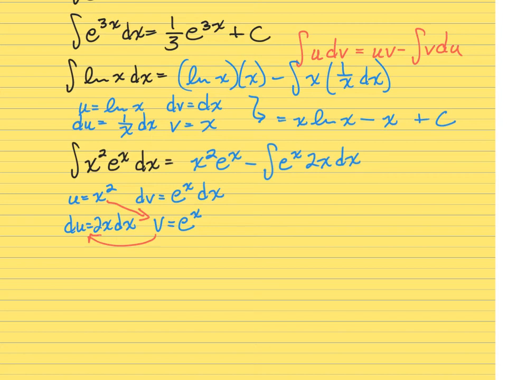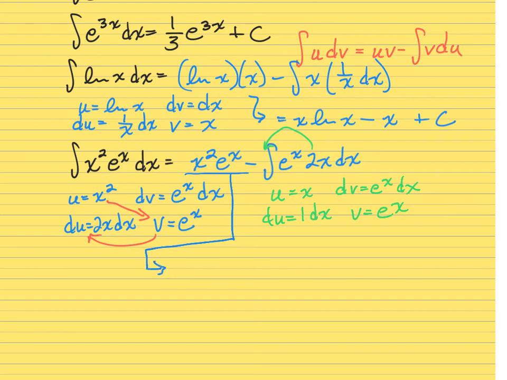Okay, so let's choose again. Let's choose a u, and we're going to bring the 2 out there, so we don't even have to mess with it. So u will be again just x. That means dv will be the rest, e to the x dx. du is equal to 1 dx, or just dx, and v is equal to e to the x. So here's what I've got. This thing now becomes this right here: x squared e to the x minus 2 times this integration by parts.